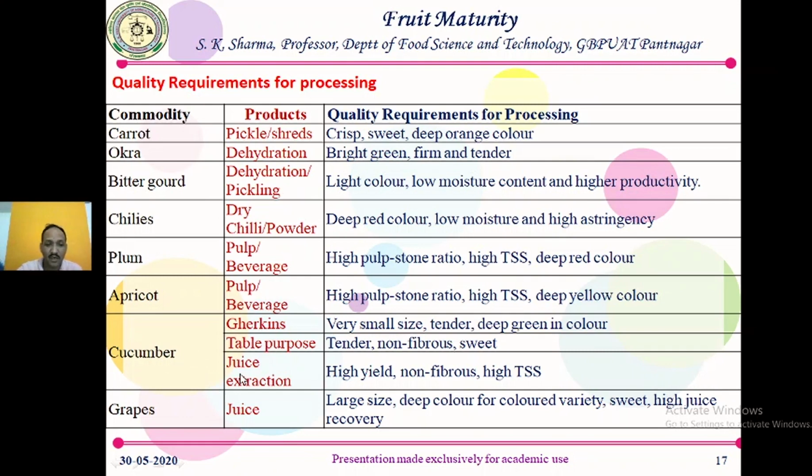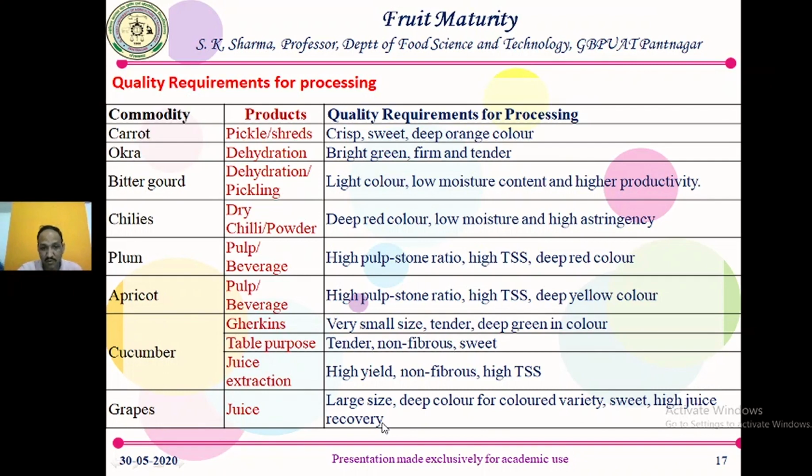Now going to cucumber, if you go for gherkins, these are cucumbers of very small size, maybe just the size of my finger. They are harvested when they are very small, very tender, deep green in color. So these are the characteristics of a gherkin. For table purpose, it should not be fibrous, it should not be mature. So these are some of the characteristics in case of cucumber. But if you go for juice extraction, obviously a higher yield of juice and less fibrousness will be desirable.